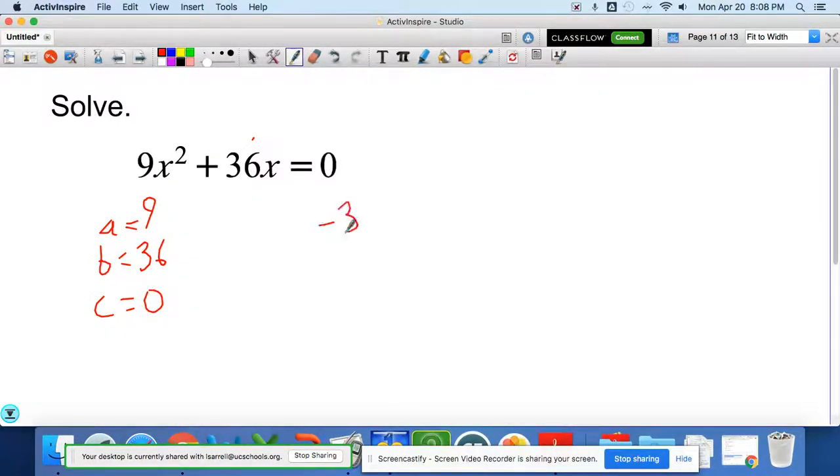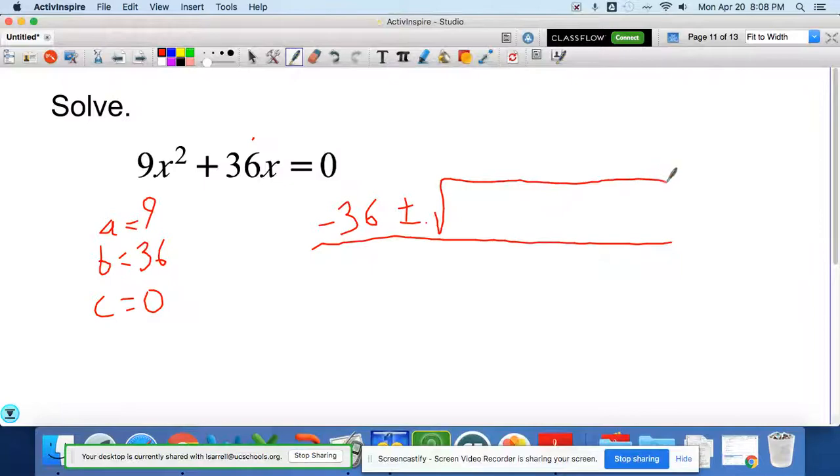Being negative b, which is negative of a positive, is negative 36 plus or minus the square root of 36 squared minus 4 times a, which is 9, times c, which is 0, over 2a, which is 2 times 9. Okay? Keep on carrying on.